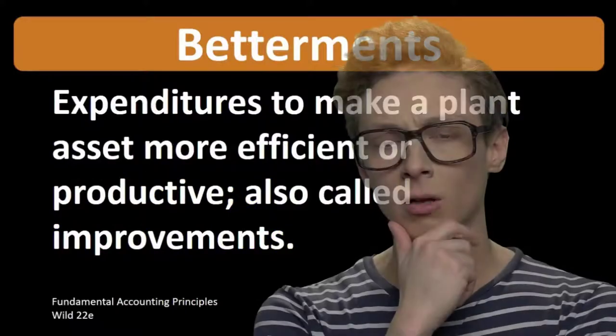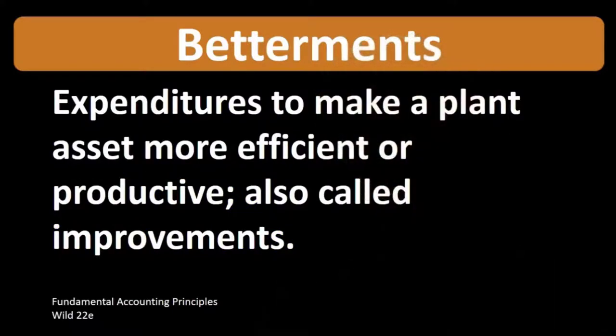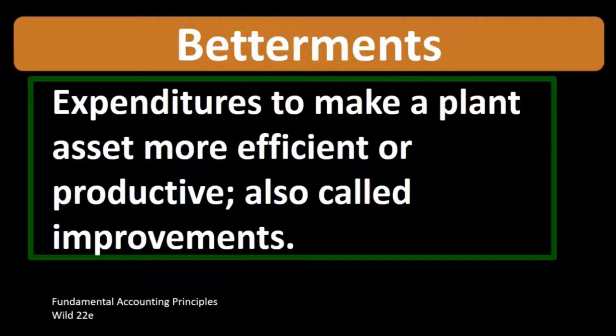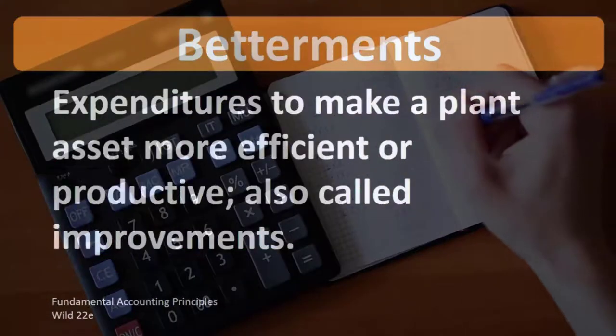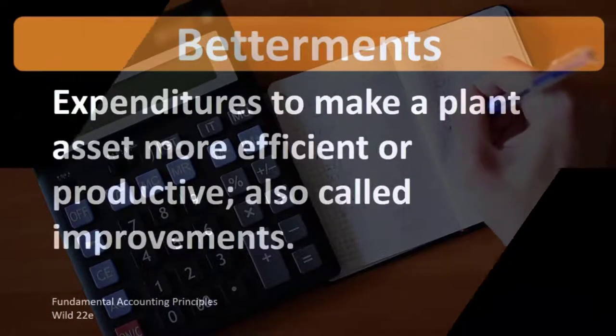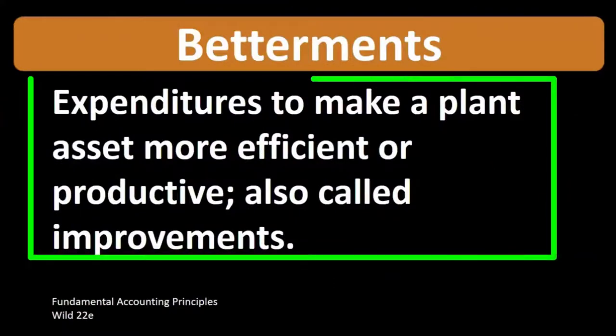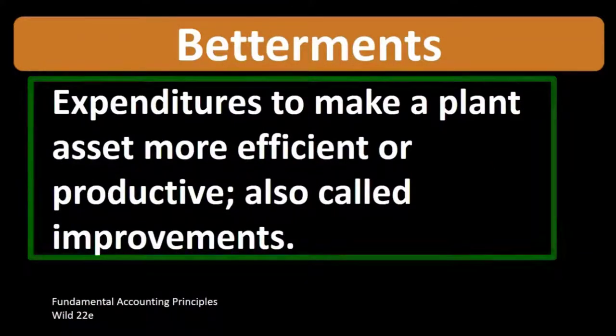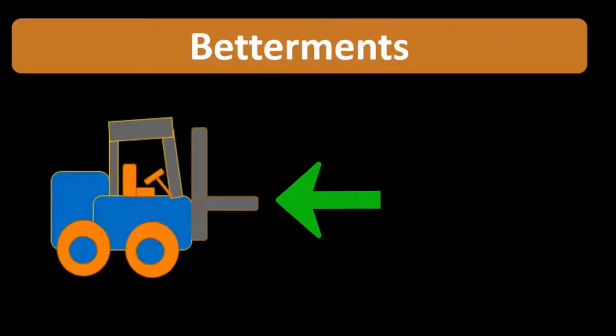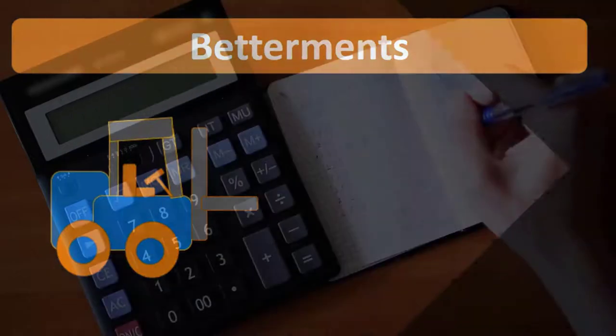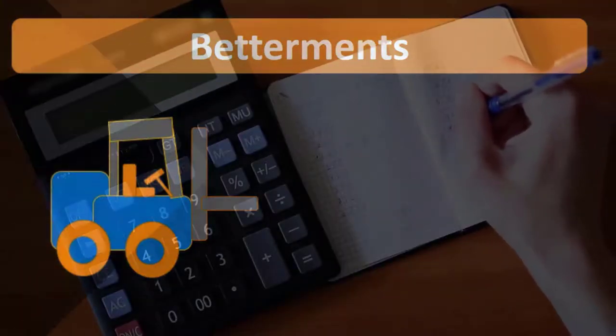When we're thinking of betterments, we're typically thinking of property, plant, and equipment, those longer-lived, typically depreciable assets, assets that will be put on the books as an asset and then depreciated over the useful life, in accordance with the matching principle. For example, if we had our forklift here, we would put the forklift on the books as an asset, then depreciate it over its useful life.